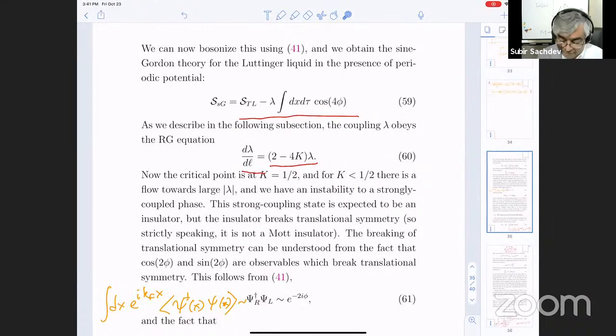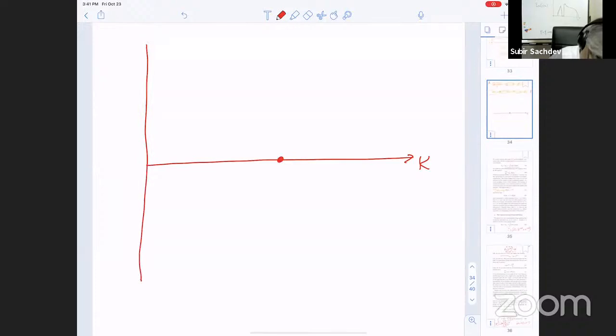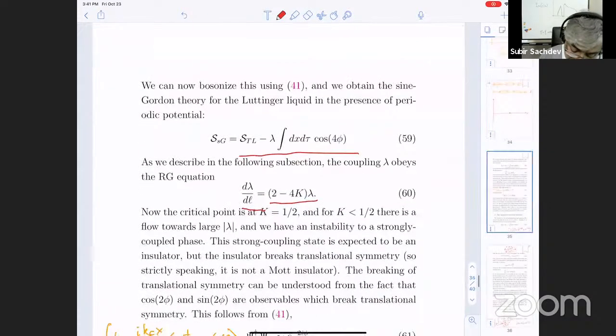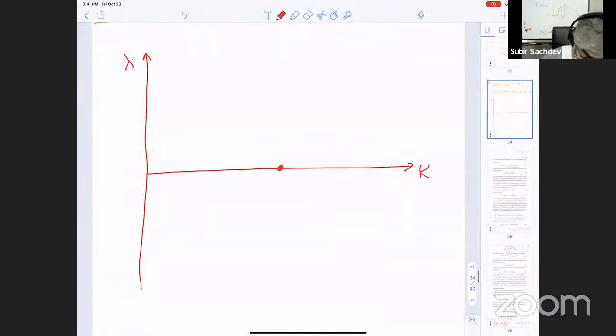So you have a very simple phase diagram. Let me try to draw the phase diagram here. So this is the value of k, and let's say this is lambda. So as a function of lambda and k, which are the two coupling constants in our field theory, what we've learned, I always forget which way it goes. For k greater than 1/2, this goes back to lambda equals 0. So this point is 1/2, and that's actually an exact result. The critical point is that k equals 1/2.